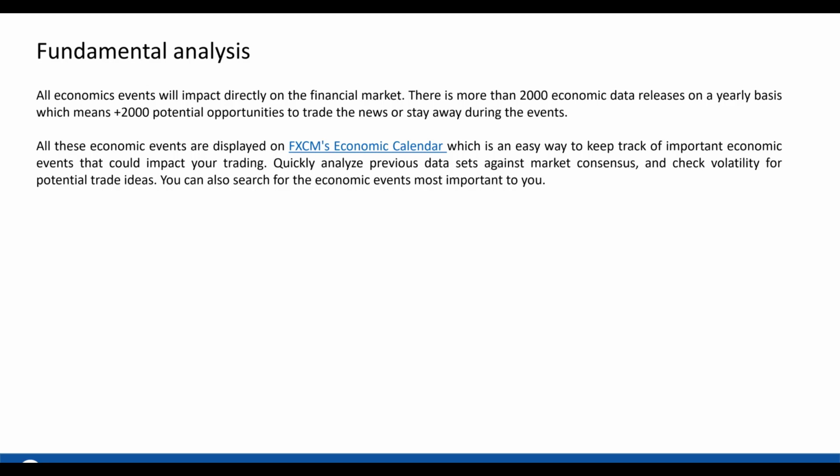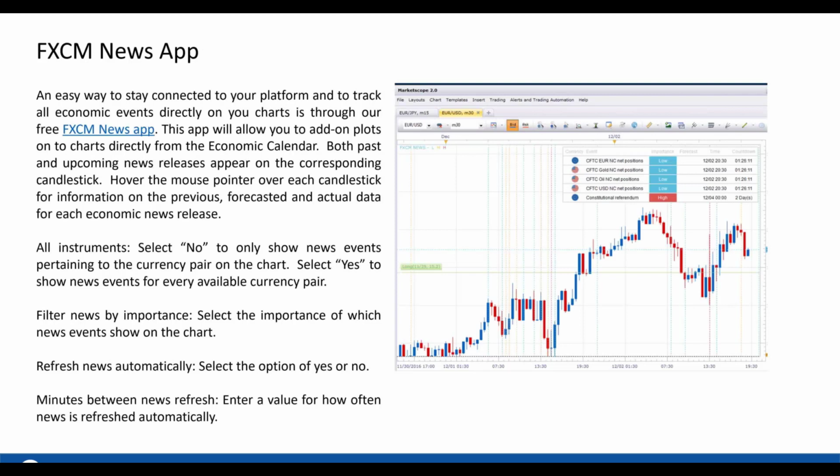FXCM News App. An easy way to connect it to your platform and to track all economic events directly on your charts is through our free FXCM News App. This app will allow you to add plots onto charts directly from the economic calendar. Both past and upcoming news releases appear on the corresponding candlestick. Hover the mouse pointer over each candlestick for information on the previous, forecasted, and actual data for each economic news release.